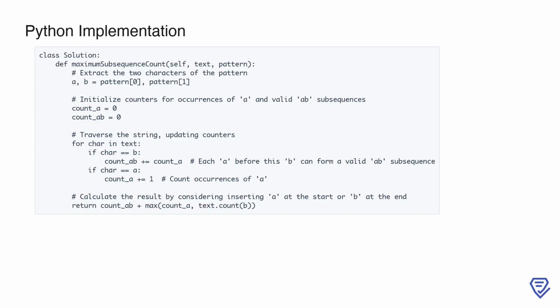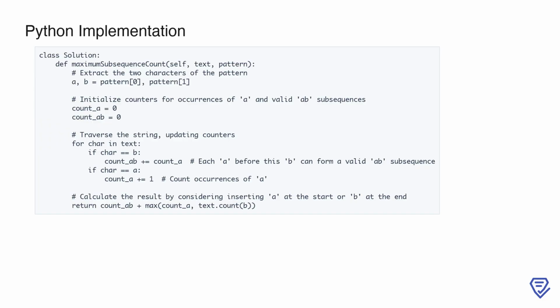The function maximum subsequence count begins by extracting the two characters of the pattern, A and B. We initialize two counters, count_A to track the number of occurrences of A in the text, and count_B to track the total number of valid subsequences formed by the pattern. Next, we iterate through each character in the string text.